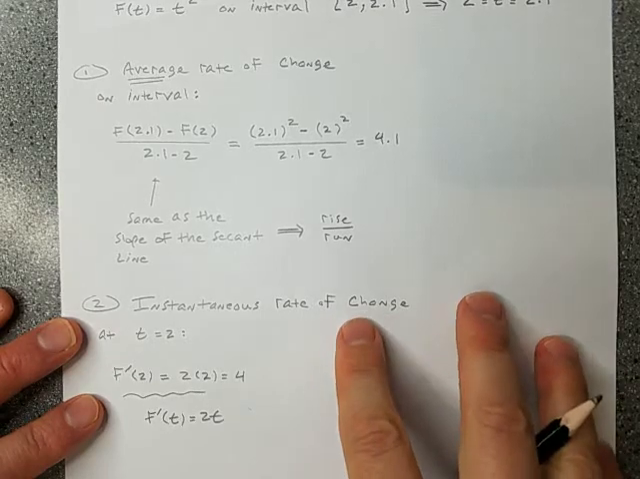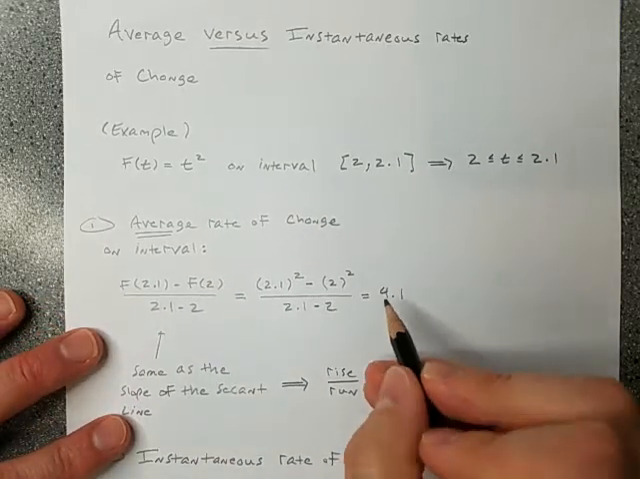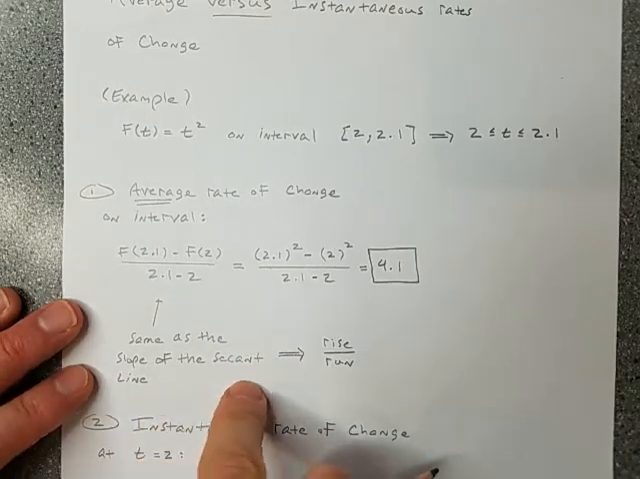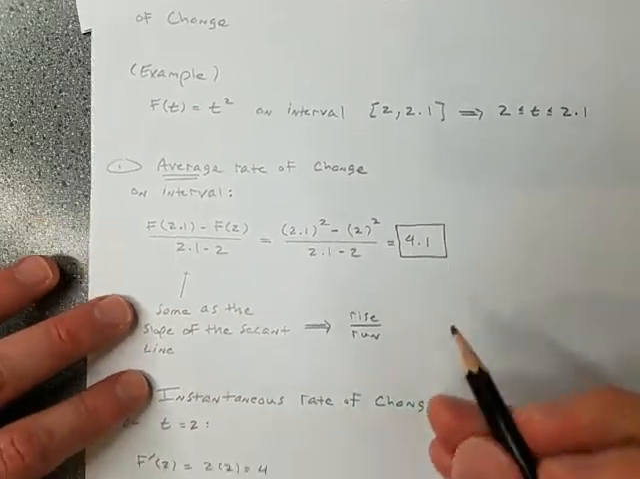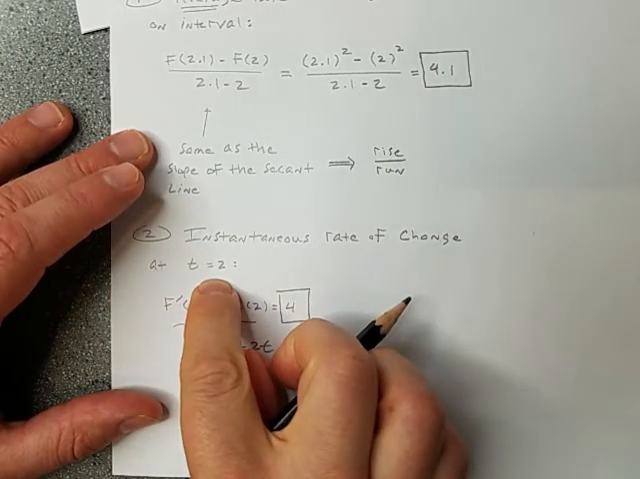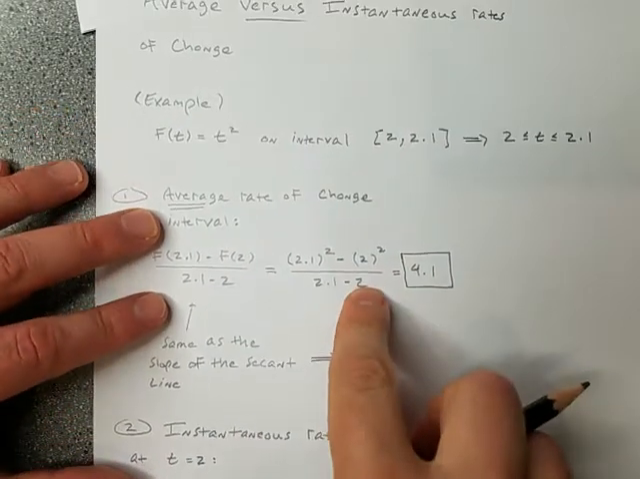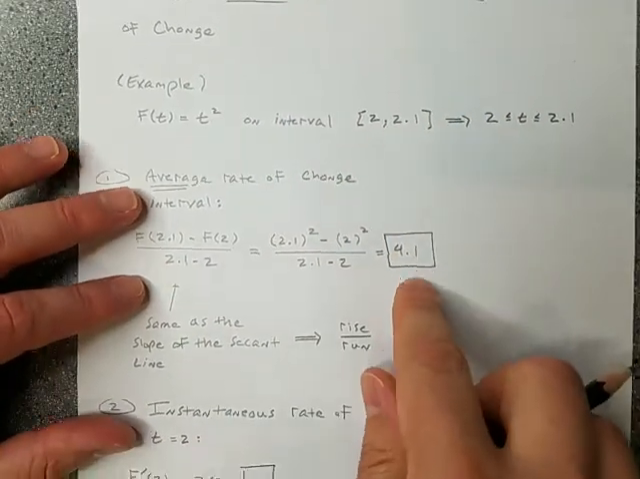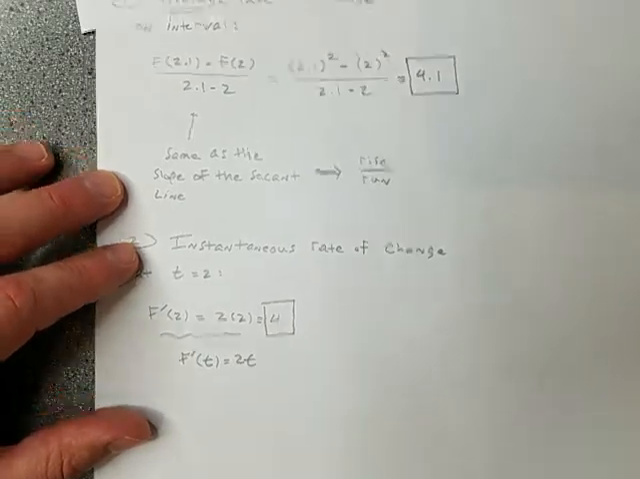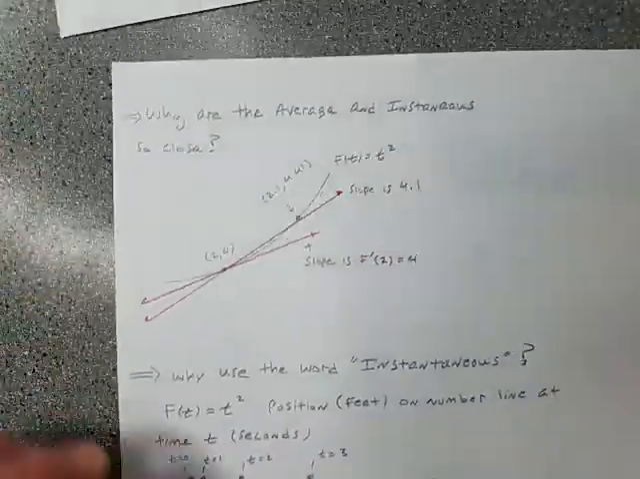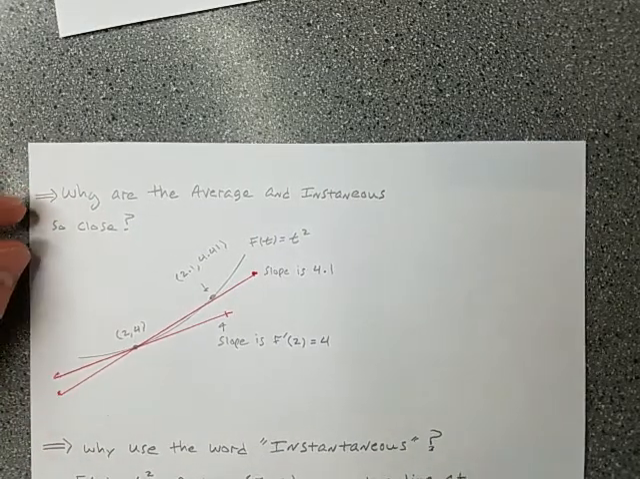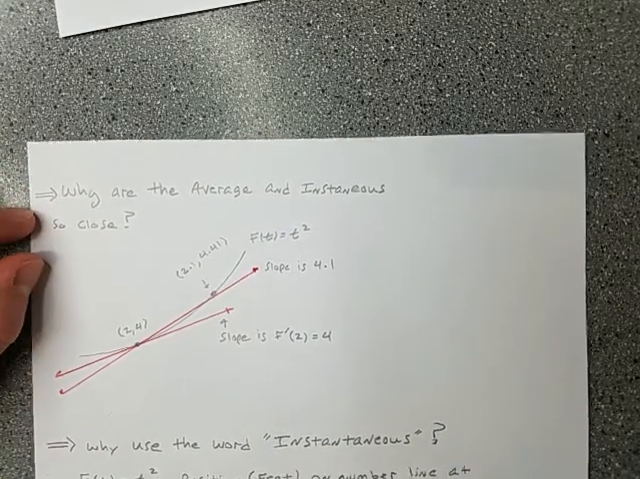Now, 2 questions that follow this up. The answer to this, the average rate of change, or the slope of the secant line, whatever you want to call it, is 4.1, but the instantaneous at 2 was 4. The average from 2 to 2.1 was 4.1, but the instantaneous at 2 was 4. Why is that? Think about this question. I really want you to think about it. Why are the average and instantaneous rates of change so close?